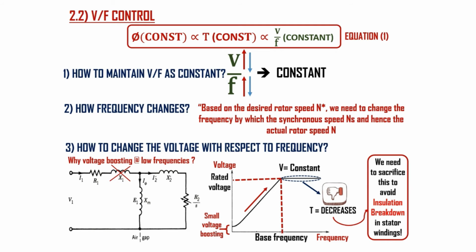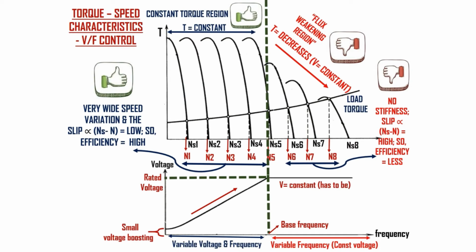Next, we are going to see the torque speed characteristics of V by F control. As you can see, when voltage and frequency vary along with a small voltage boost at low frequencies, then the maximum available torque is constant. Hence, it is called the constant torque region. Along with a constant torque, we can get very wide speed variation for the given load torque.